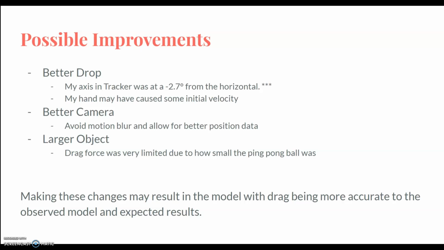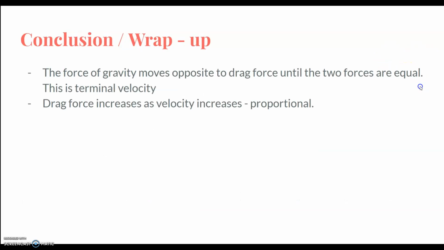So here are some possible improvements. My axis was at a -2.7 degree angle from the horizontal. This was to account for some movement in the ball. My hand may have caused some initial velocity, and the motion blur in the camera caused some errors in position data. I could have used a larger object over a greater height because the force of drag didn't have much time to take effect. Making these changes may result in a better model overall.